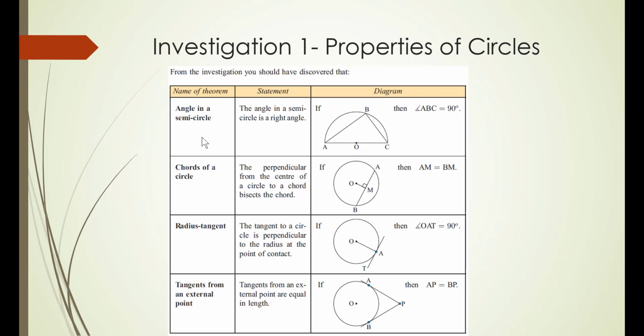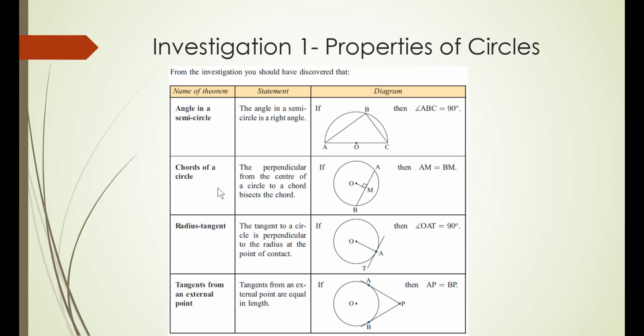The first one: the name of the theorem is the angle in a semicircle. The statement is: the angle in a semicircle is a right angle. If we see here, we have a semicircle and point B is on the circumference of the circle, and AC is the diameter of the circle. If we connect points A, B, and C, the triangle will be a right-angled triangle. So the angle at B is always 90 degrees.